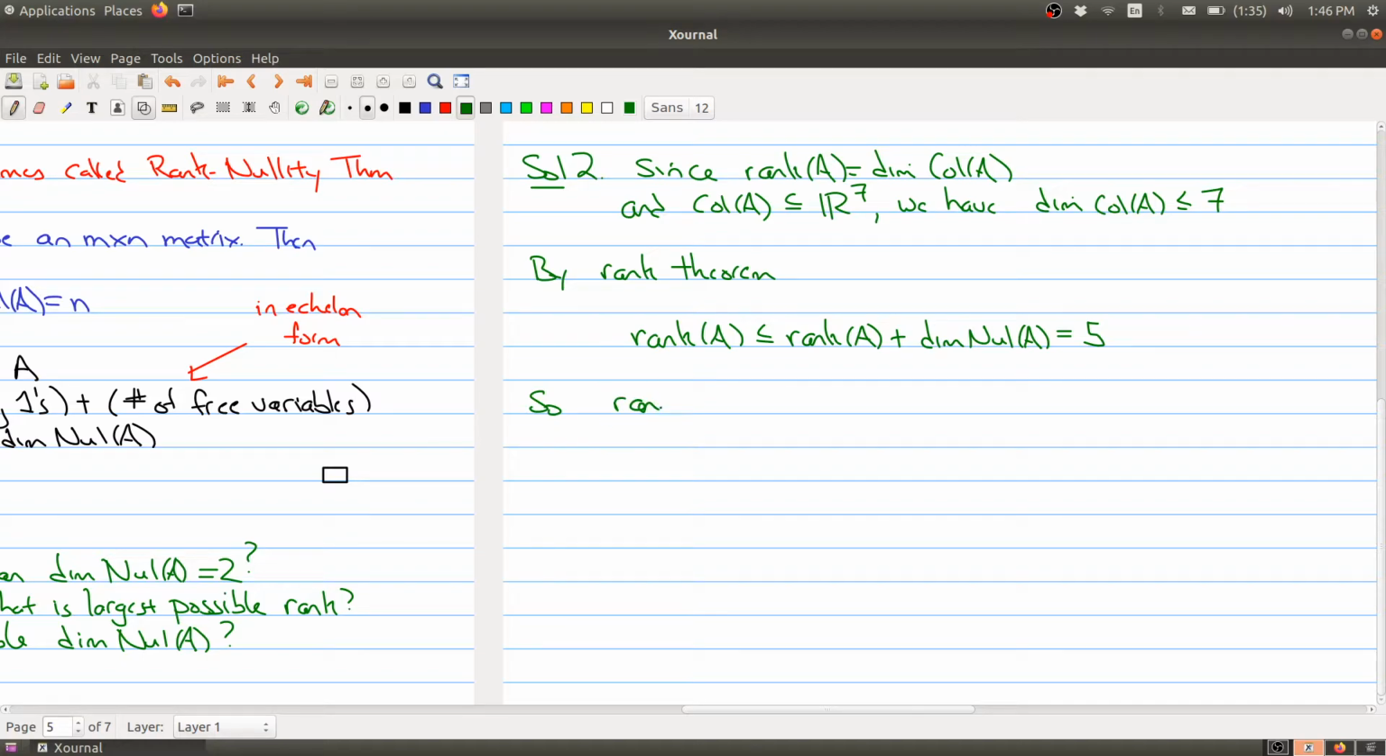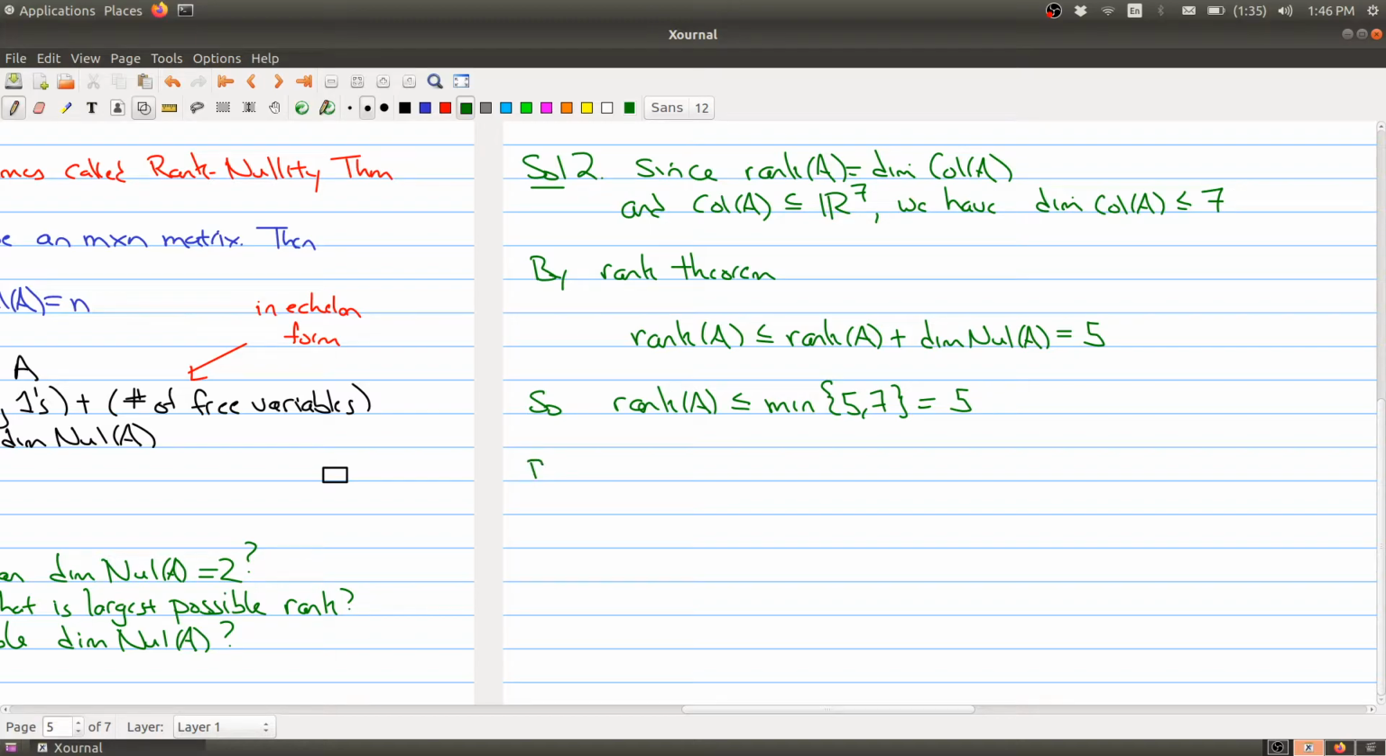So the rank of A has to be less than or equal to the minimum of 5 and 7, which is 5. So the rank of your matrix can be at most 5. It might be smaller, but it can't be any larger than 5.